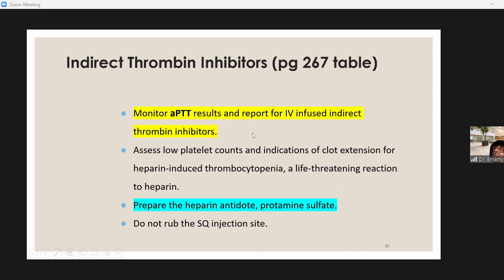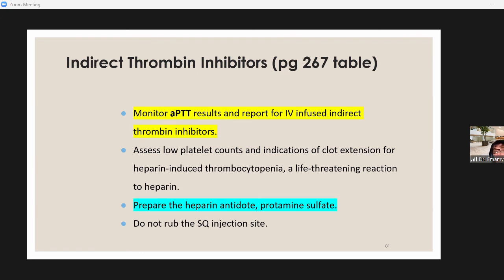Side effect of heparin, heparin-induced thrombocytopenia. So sometimes when you give heparin, the patient's number of thrombocytes or platelets drops dramatically. So for heparin, for all anticoagulants, there is increased risk for bleeding. For heparin, check the partial thromboplastin time or PTT. Is PTT too long? If PTT is too long, you need to hold the next dose.